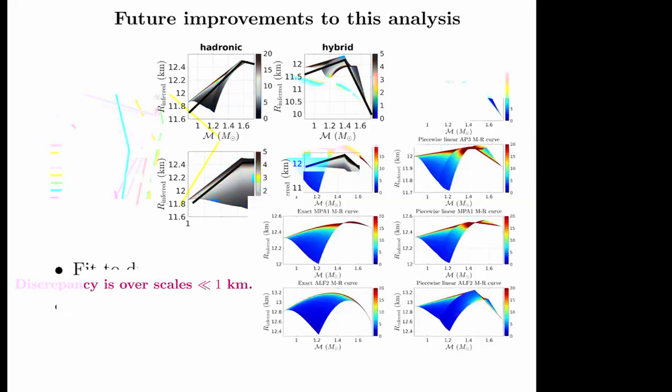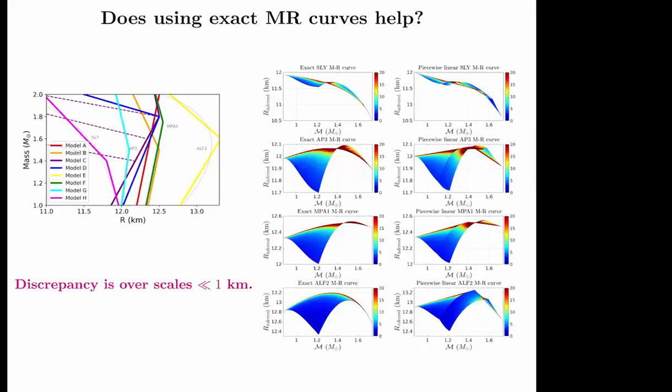Good. Now I want to come back to this point here that we've used piecewise linear MR curves. If you've spent your career developing microscopic MR curves, you might think, you guys should have used the actual microscopic MR curves and not these silly piecewise linear approximations. So what I'm showing to you here in these two plots is the exact density of events that you get if you use 4 different microscopic MR curves for hadronic matter versus their piecewise linear approximations.